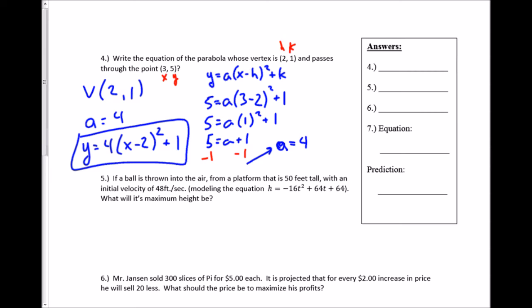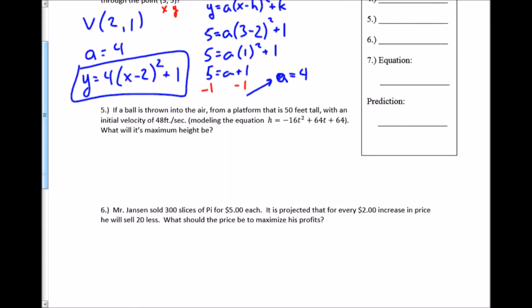In number 5, it says a ball is thrown, and we've got this equation that models this thing. And I think that's a little off. This should be a 50. There we go. Let me fix that. Oh, and here's another typo. That should be a 64. Don't worry, I'll make sure I fix those on your quiz or on your practice test.